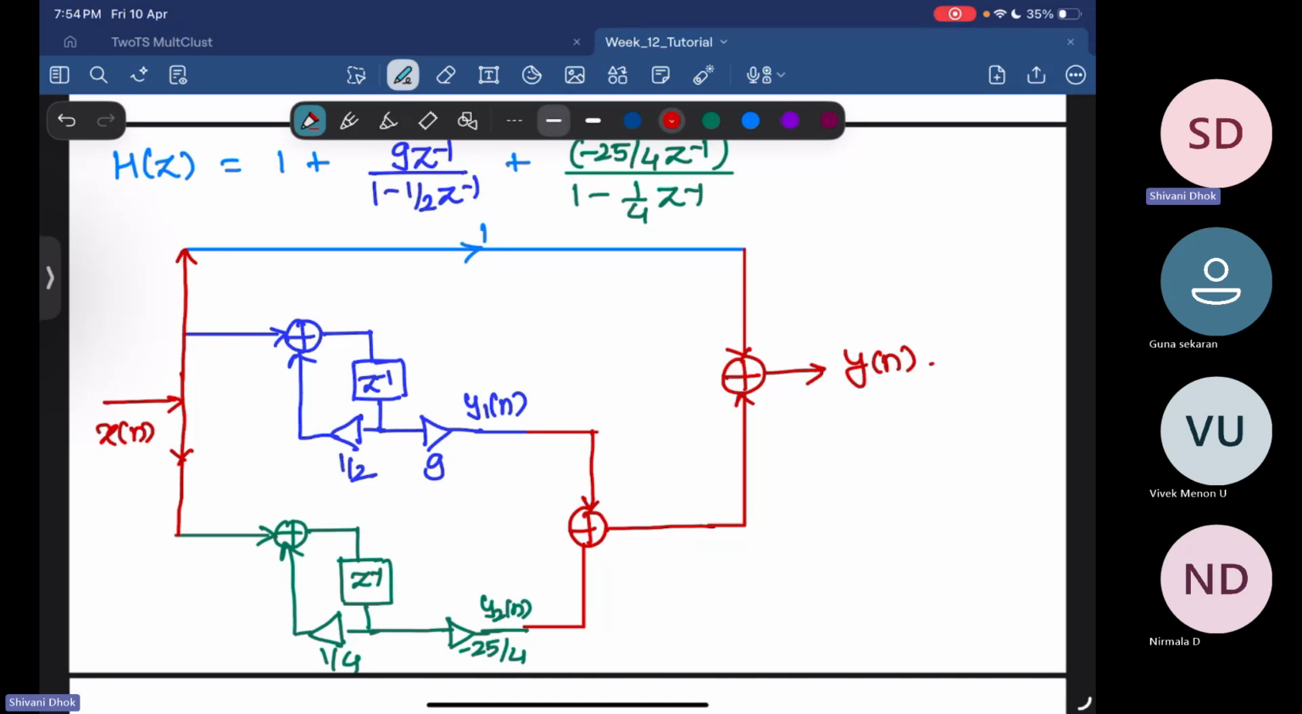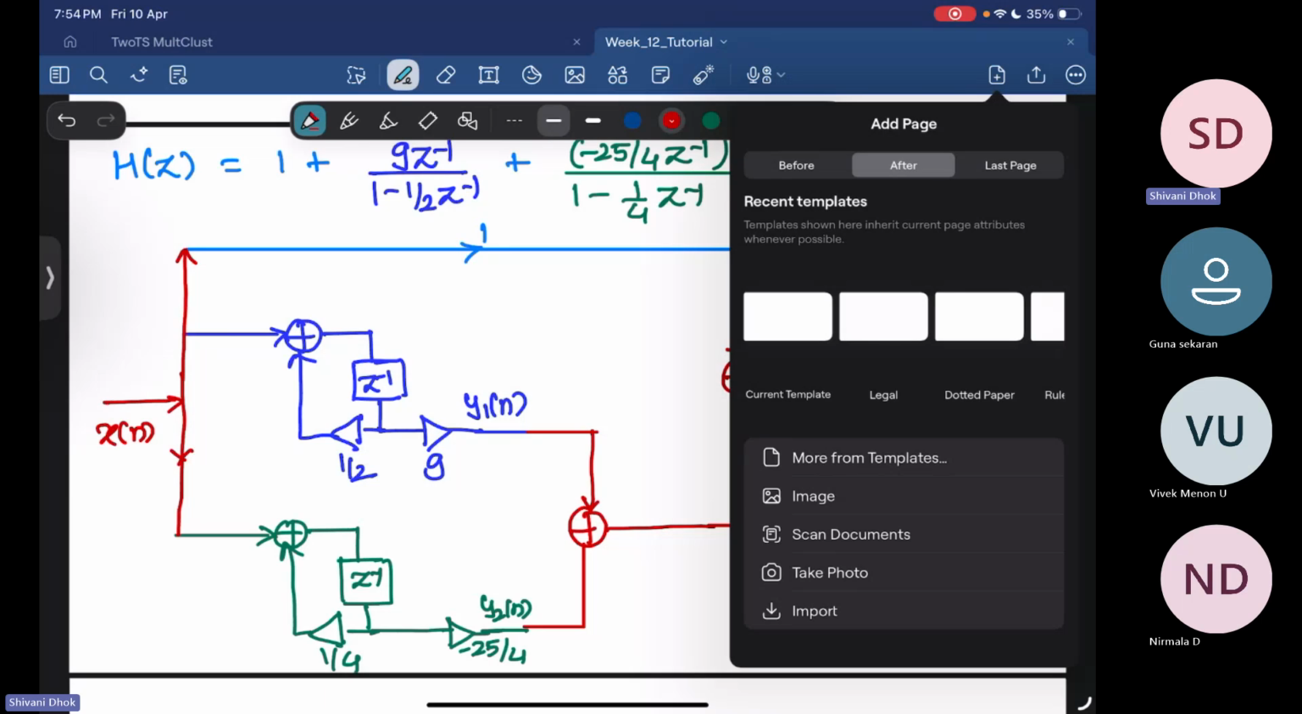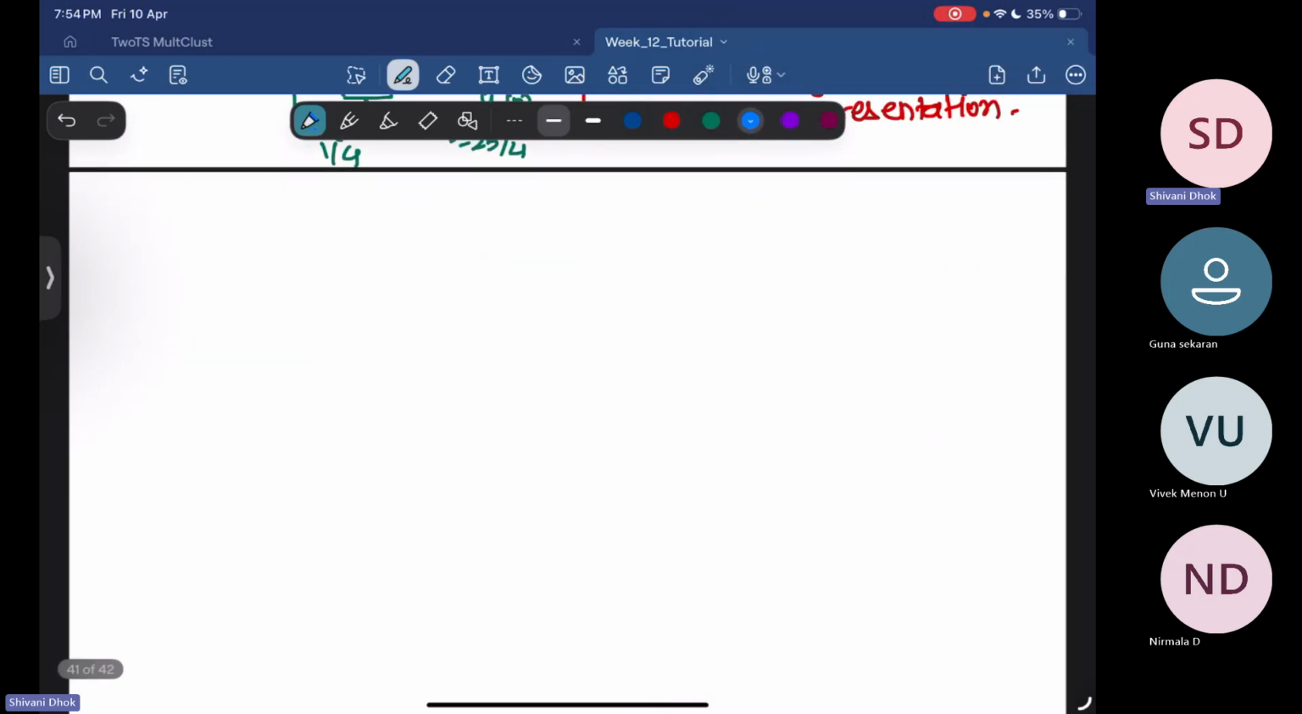So this is your parallel form 1 representation. Is it clear? Now in a similar way, we can do the parallel form 2 representation. But in order to do that, we need to consider our transfer function in terms of z.